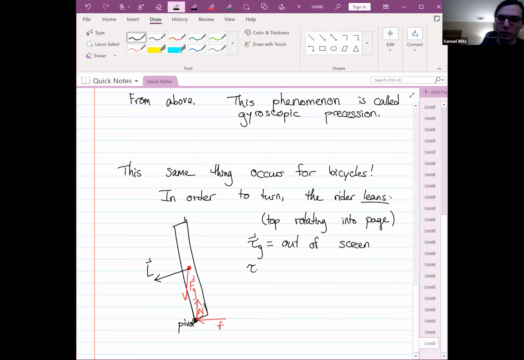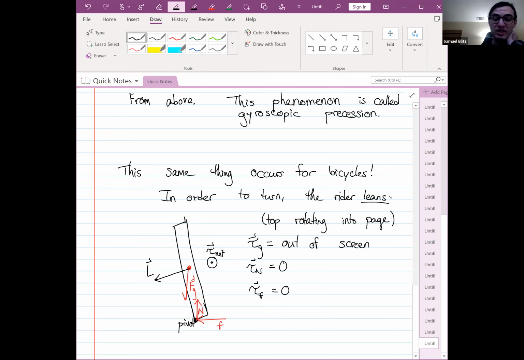Now we can look at the torque due to the normal force, but that's just 0 because the normal force is at the pivot point. And similarly, the torque due to the frictional force is also 0. So that says that the net torque is in the same direction as the gravitational torque, and it's out of the screen. So that's what that means, by the way. That's like looking at the tip of an arrow because the arrow is coming towards you.